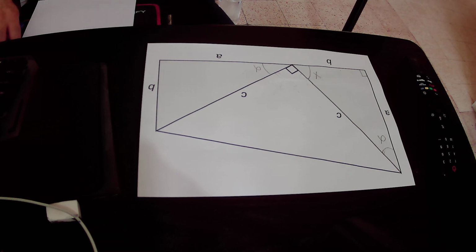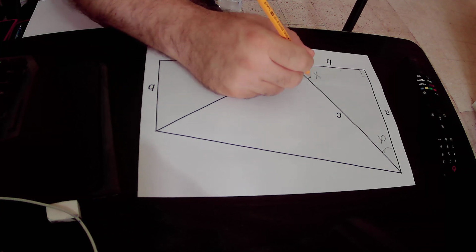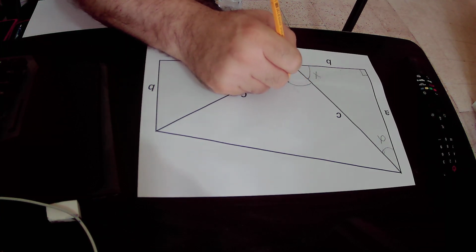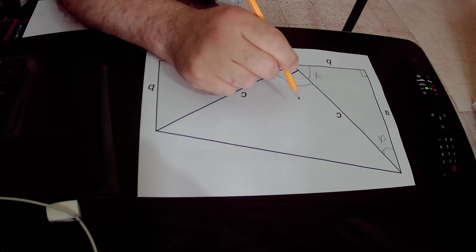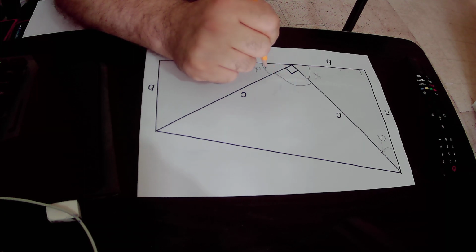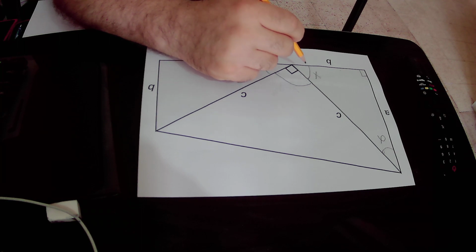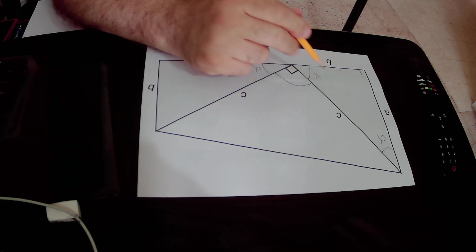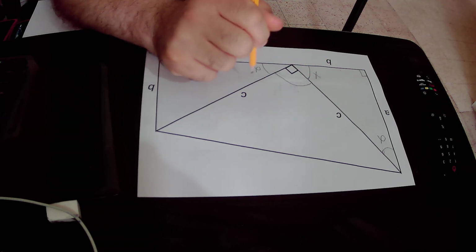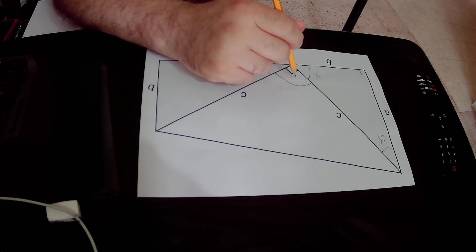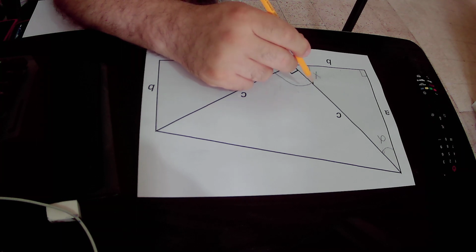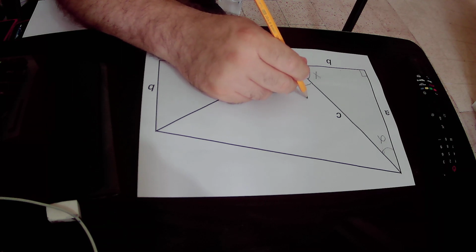Now we also don't know the size of this angle in the middle triangle, between side C in the right triangle and side C in the left triangle. We have an angle whose size we don't know, so we will call it Y.